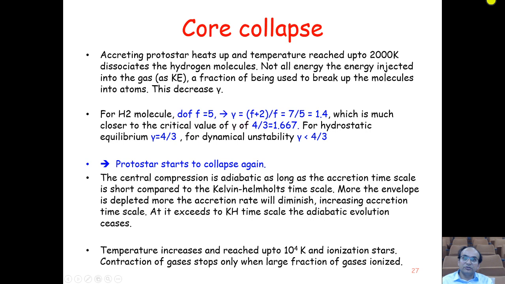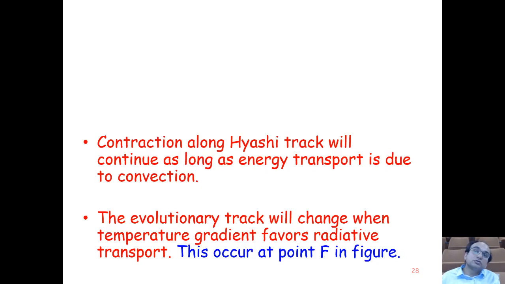The more the envelope is depleted, the more the accretion rate will diminish, increasing the accretion time scale. As it exceeds the thermal time scale, the adiabatic evolution ceases completely. So the temperature increases and reaches up to 10 to the power 4 degrees Kelvin, and the ionization starts. The contraction of gas stops only when a large fraction of gas is ionized. So here the ionization starts at this point. Later on, the temperature again increases with these ionizations, then starting the nuclear burning in the core of the star.